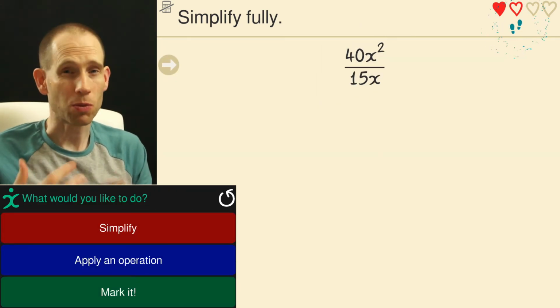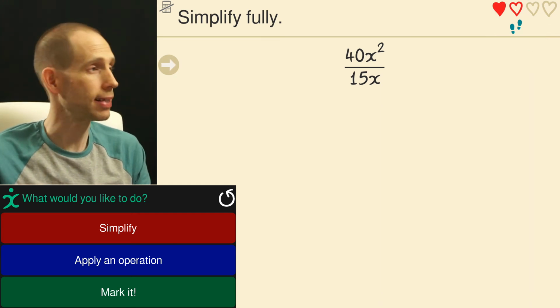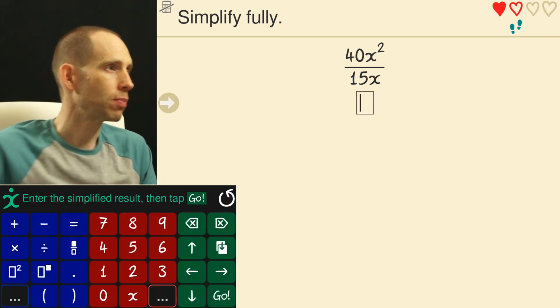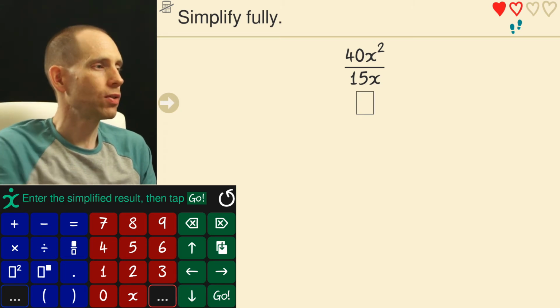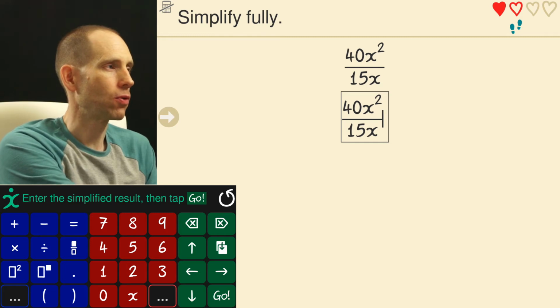Okay, so now we're in step check mode, so I'm going to have to go through and try this myself. So I need to simplify it. So I've tapped simplify. Let's use the paste button. Let's paste in what's there before and start thinking about it.